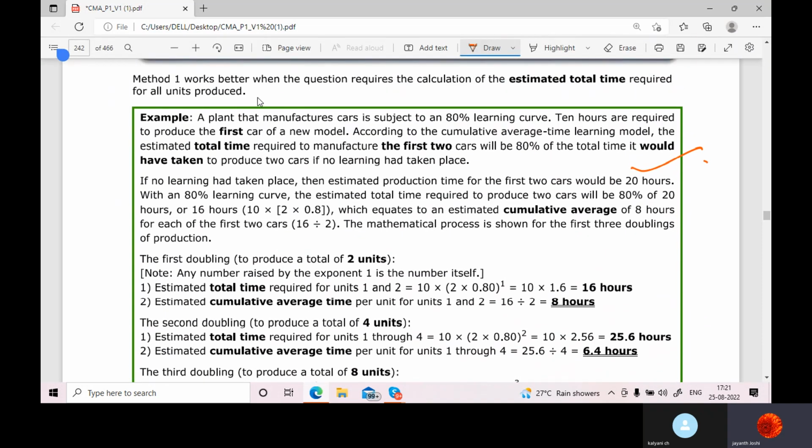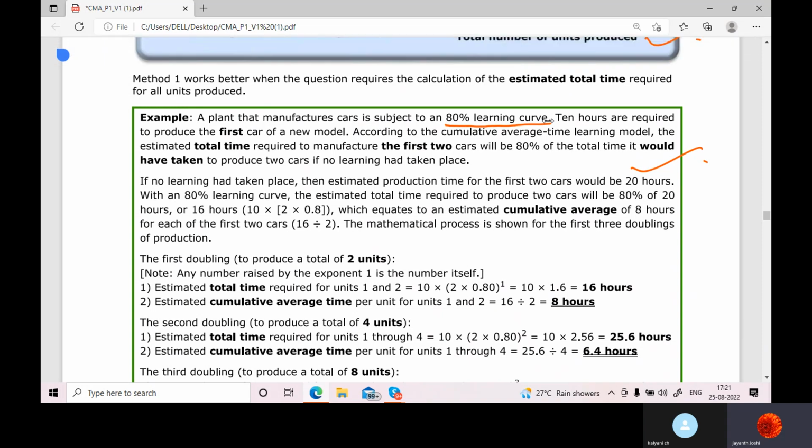Now, a plant that manufactures cars is subject to an 80% learning curve. So, more than 50% case, correct? Now, 10 hours are required to produce the first car of a new model. So, they take 10 hours to make a car. Okay. According to the cumulative average time model, the estimated total time should be given actually. That's the condition here.